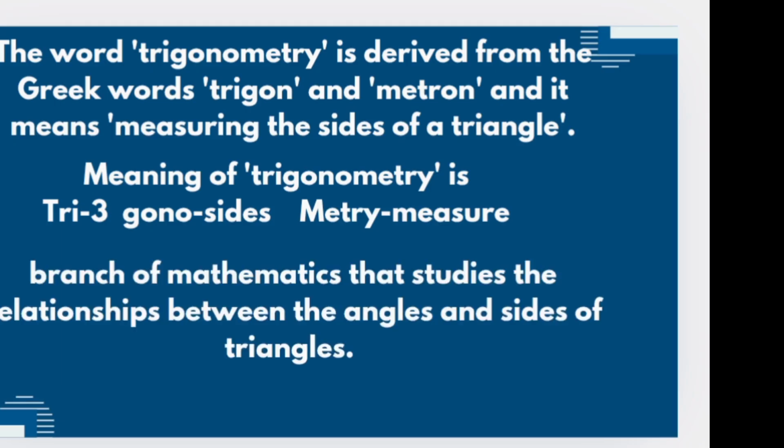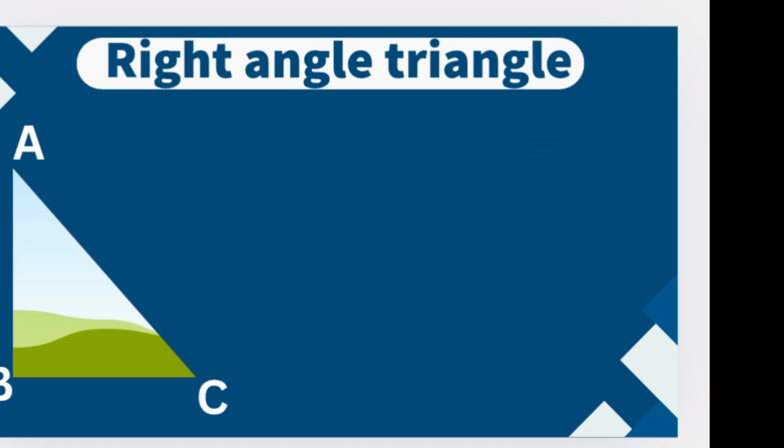What is the definition of trigonometry? Trigonometry is a branch of mathematics that studies the relation between angles and sides of a triangle, especially a right angle triangle. What is a right angle triangle? A triangle in which two sides are perpendicular to one another is called a right angle triangle. In this diagram, which one is the right angle? Angle B is the right angle, and the angle is 90 degrees.